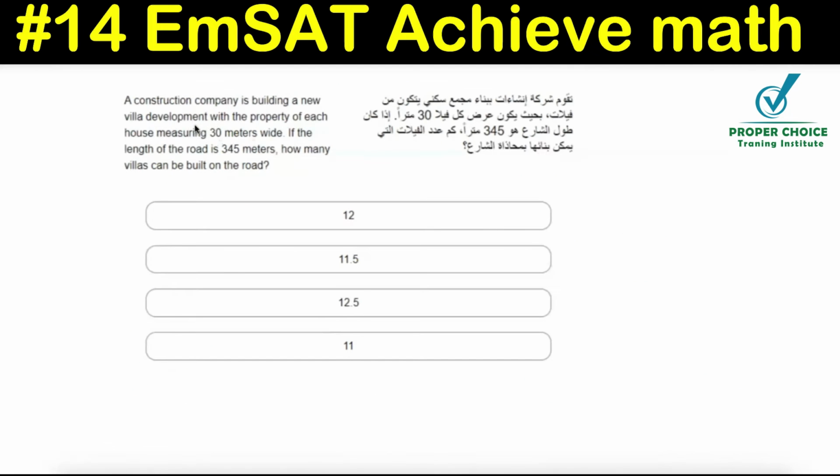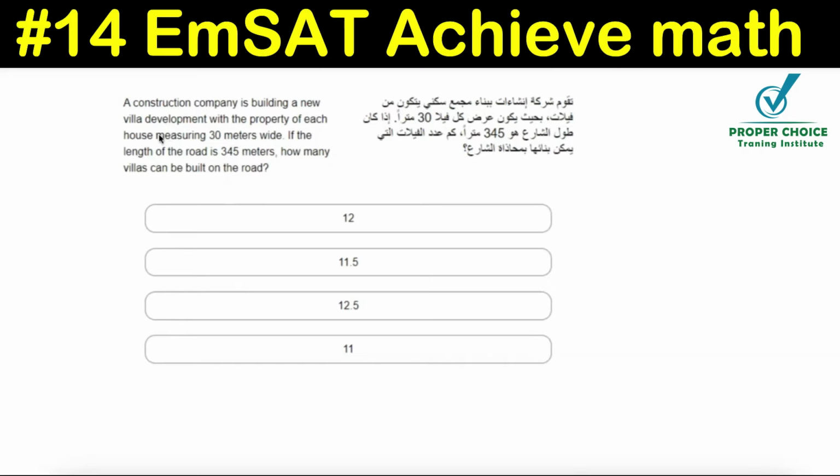A construction company is building a new villa development with the property of each house measuring 30 meters wide. If the length of the road is 345 meters, how many villas can be built on the road? So the total length is 345 meters and the width of each villa is 30 meters. So how many can be built? Just divide 345 by 30, that gives us 11.5. And you have to choose the integer number because we cannot build 11 and a half villas. We have to say there are a total of 11 complete villas that will be built. So we go with the last option, that is option D.